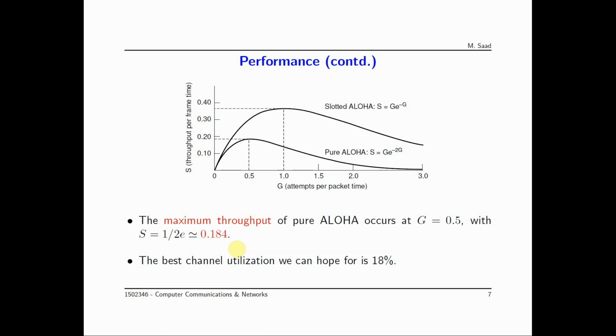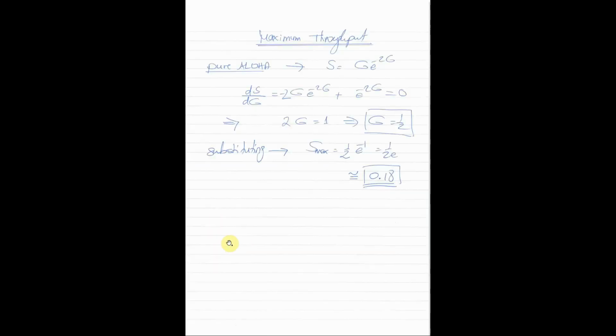Of course, that's not high, but I think it is justified because the method is very simple and we're not coordinating. If you have something to send, you will just send it, and so on. Let's see where this 0.18 is coming from. That's why I have my own illustration here. How can we calculate the maximum throughput?